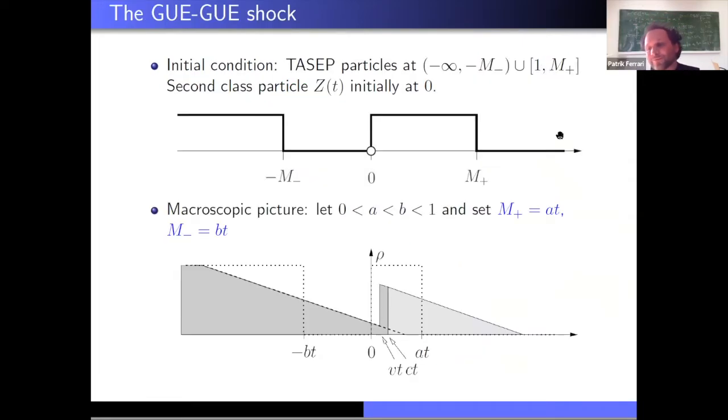And just to conclude, I want to mention one more result about this fluctuation of the second class particle, where you consider a block of particles here with density 1, then a block of length bt, which is empty. Here you put a second class particle, and here you put all particles, and then empty. And this is length at.